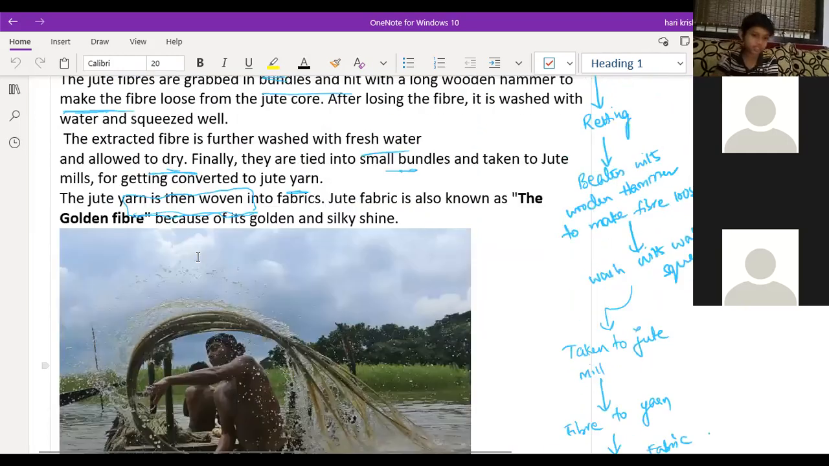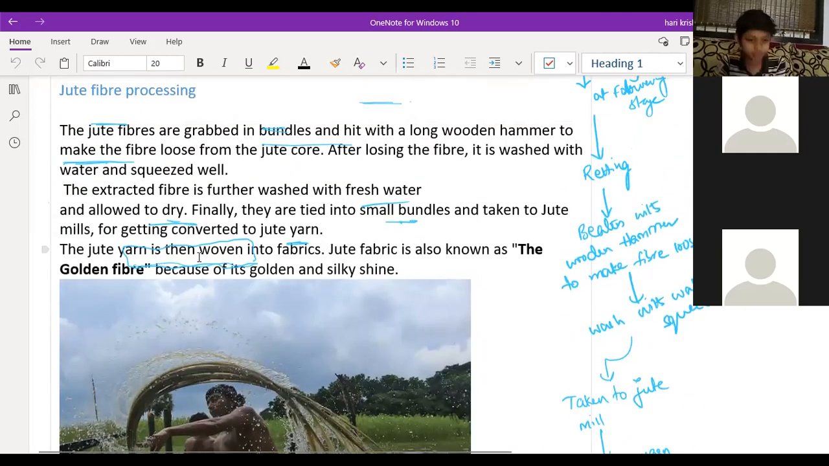And the nickname for the jute fiber is what? Sir, golden fiber, because it's golden in color. It is golden in color, so it is the golden fiber. The nickname for jute is the golden fiber.